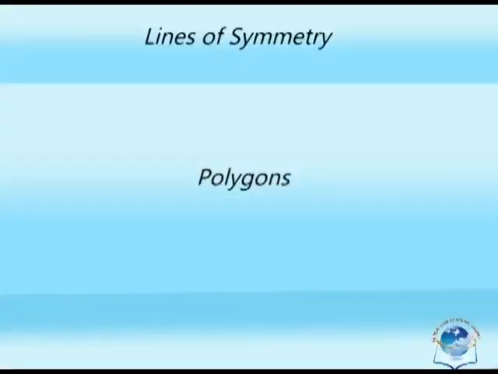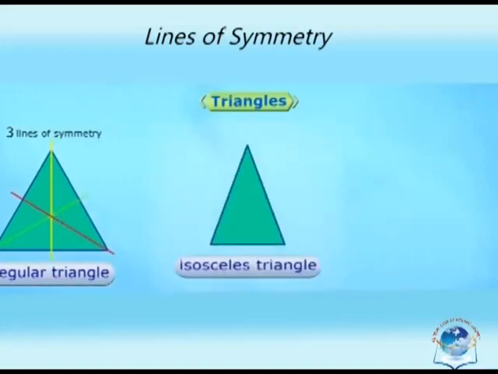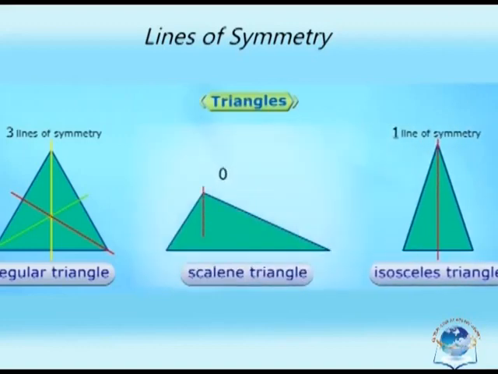Let's see a few polygons and see how many lines of symmetry they have. An equilateral triangle has 3 lines of symmetry because it can be folded along each of the 3 lines and line up perfectly. An isosceles triangle has only 1 line of symmetry because it has only 1 line along which it can be folded perfectly. A scalene triangle has no line of symmetry.